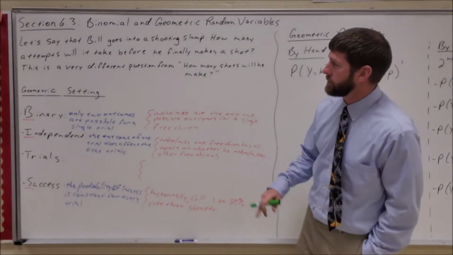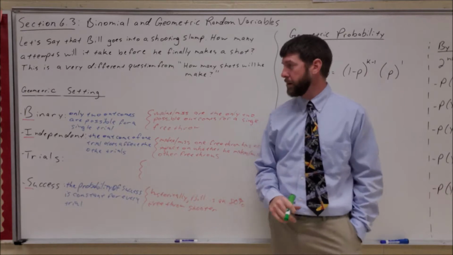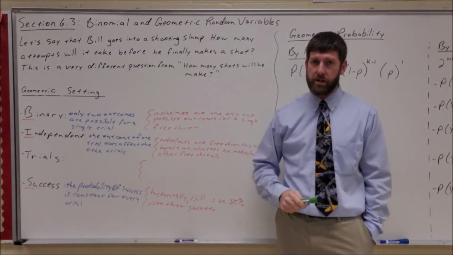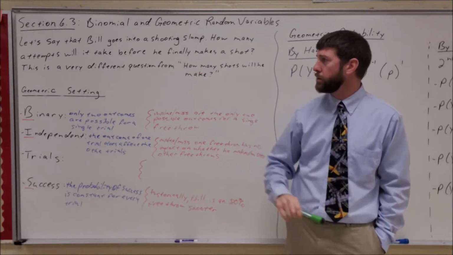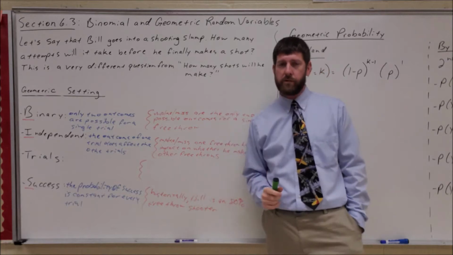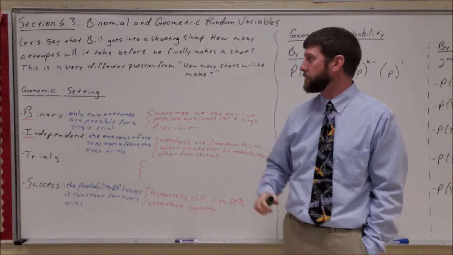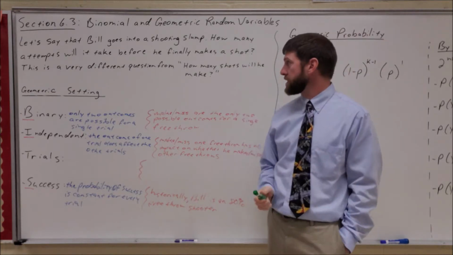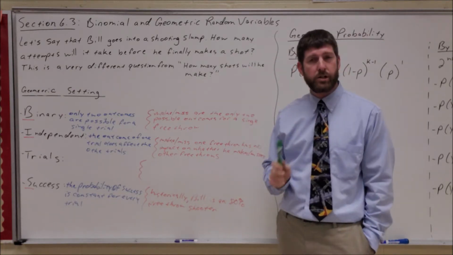Good morning, guys. Today let's look at the second part of our lesson on binomial and geometric random variables by talking about geometric random variables. So here's today's question. Let's say that Bill goes into a shooting slump. So instead of being an 80% free throw shooter, he just starts missing. How many attempts will it take before he finally makes a shot?